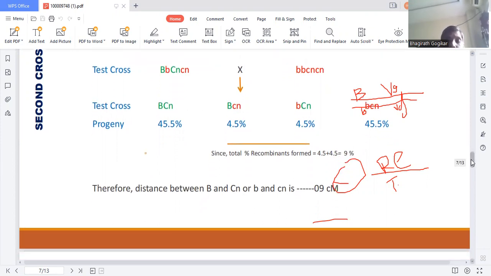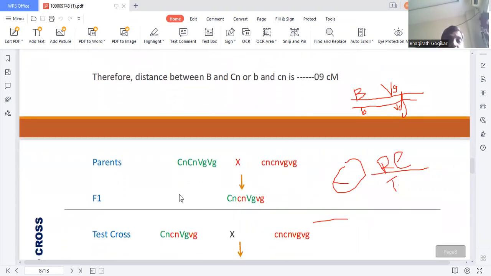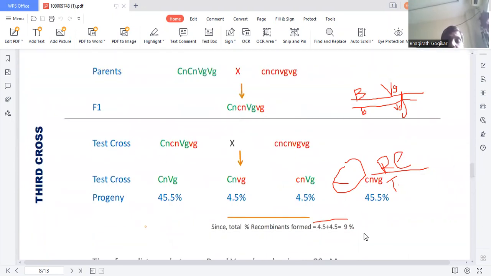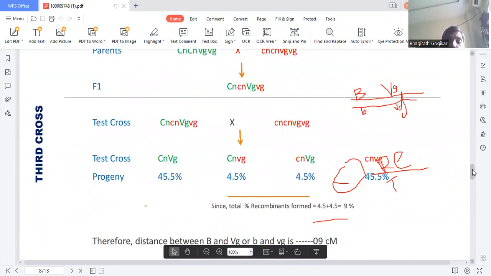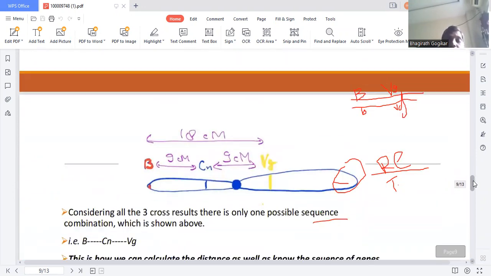Next, we can go for calculating between CN and VG. CN and VG, we can get the same 9%. Again, we are getting 9%. So based on these 3 values, we can construct the chromosomal map. This is the chromosome. What are the genes there? B, CN, and VG. First we calculated the distance between B and VG, 18 centimorgan, and B and CN is 9 centimorgan. CN and VG is 9 centimorgan.